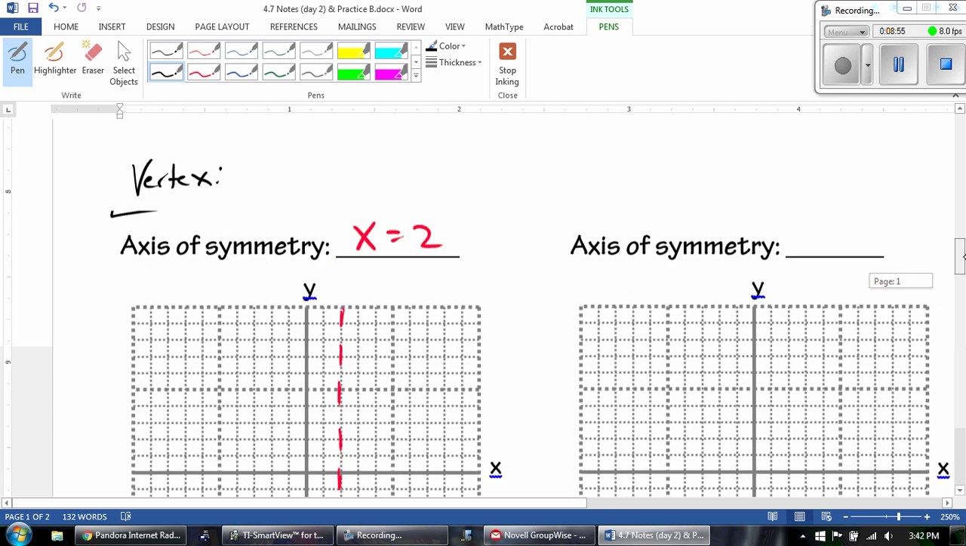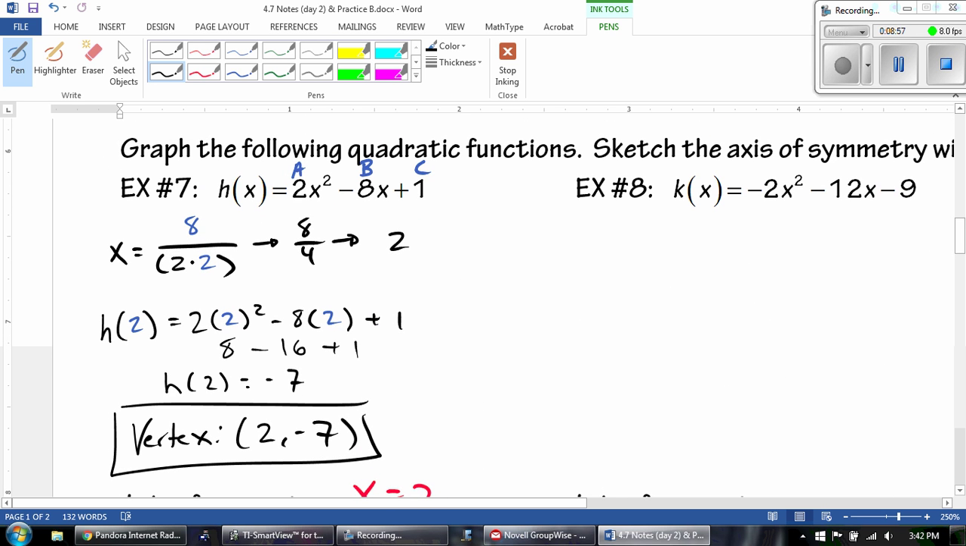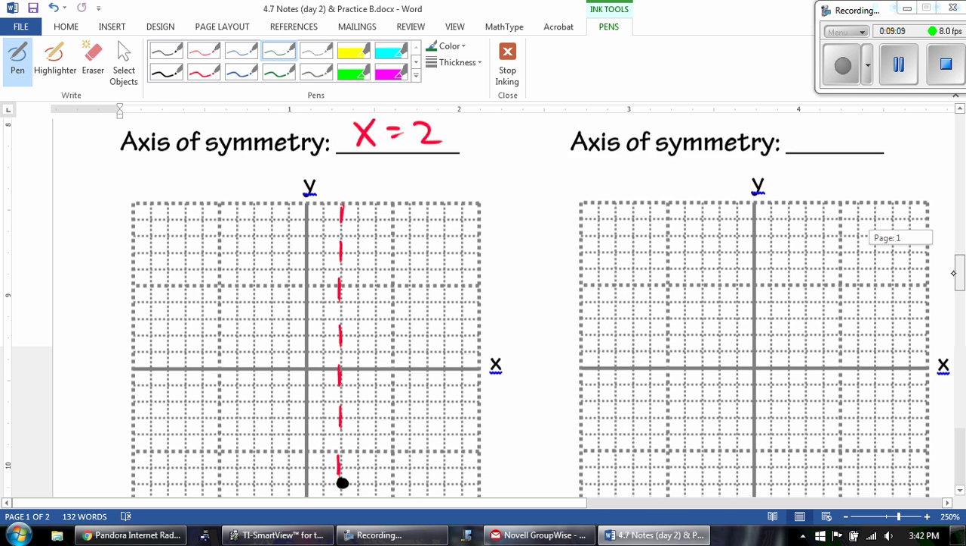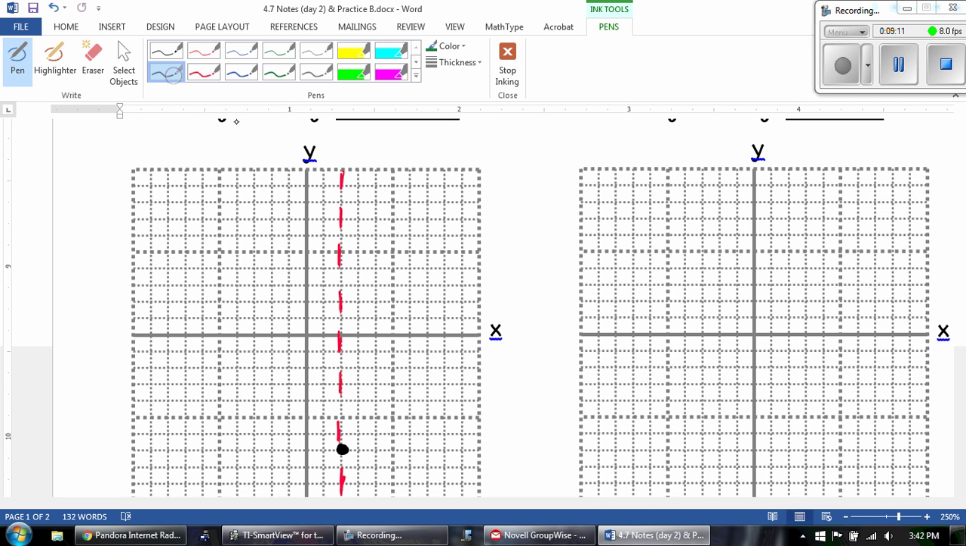All right, and I'm sorry, one of the first things I should have done was to look. I have a positive A, so that means I'm going up. So when I do my pattern down here, I'm going to be going up 2 over 1, up 8 over 2. 1, 2, 3, 4, 5, 6, 7, 8 over 2.